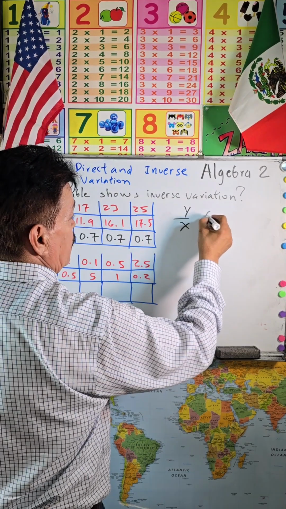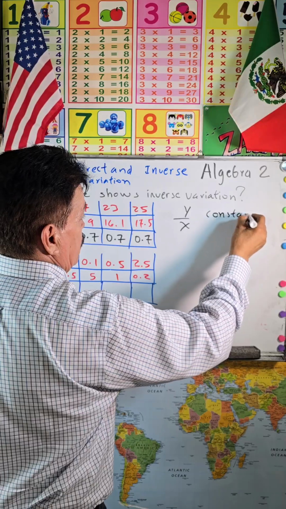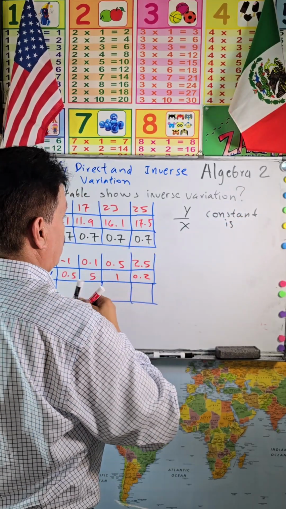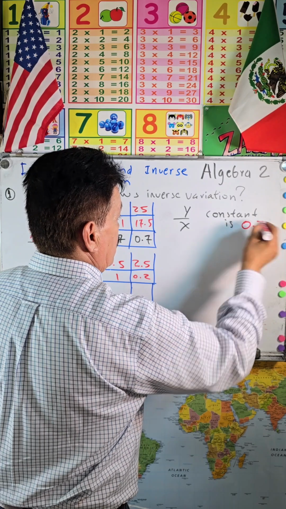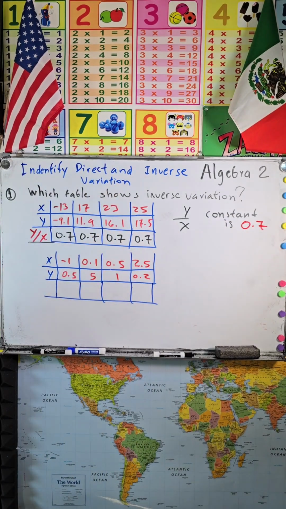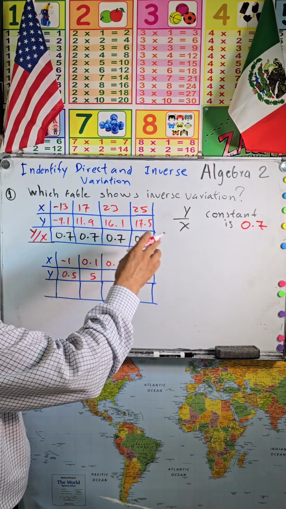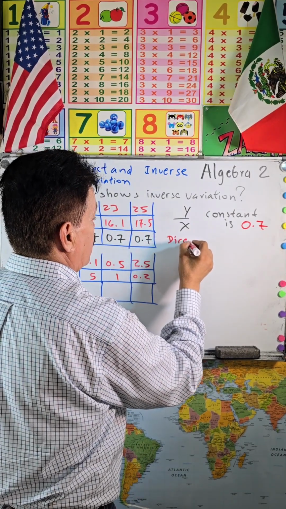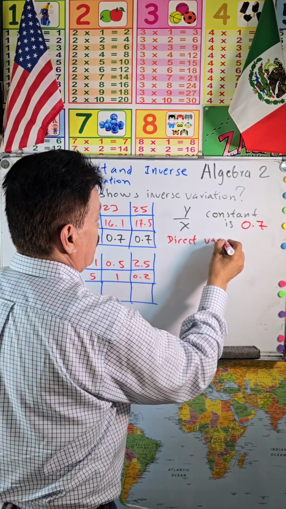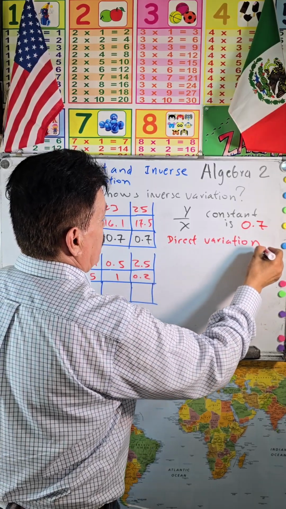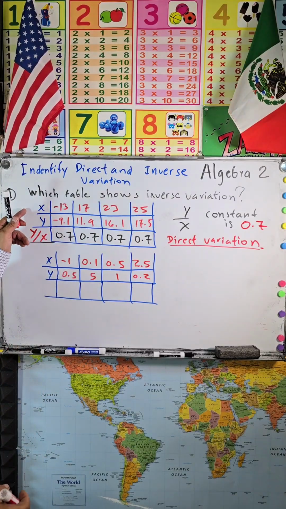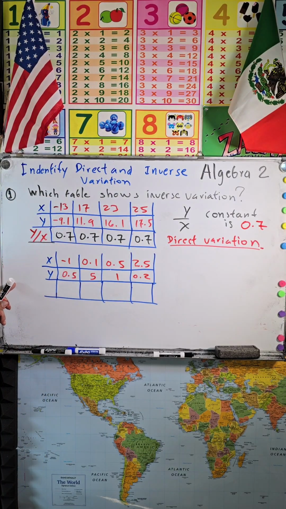So the constant here is 0.7. So in this case, this table shows there's a direct variation. So this is direct. So this was the answer for our first question. Let me solve the second one.